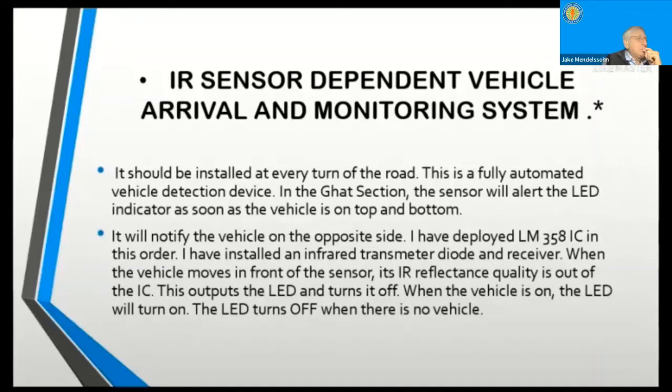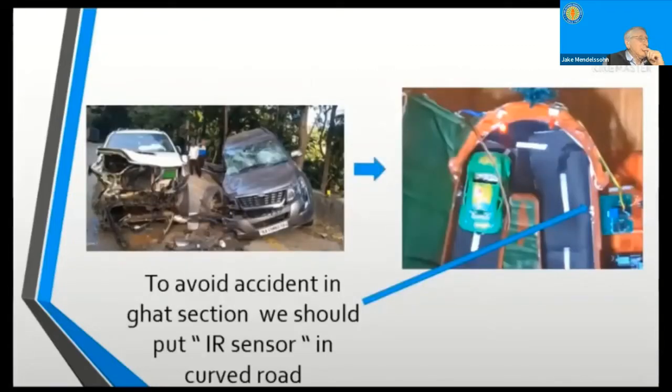I have used the LM358 IC in this circuit. I have installed an infrared transmitter diode and receiver. When the vehicle moves in front of the sensor, its IR reflectance changes the output of the IC. This output turns the LED off. When the vehicle is not there, the LED will turn on. The LED indicates that there is no vehicle on the road.